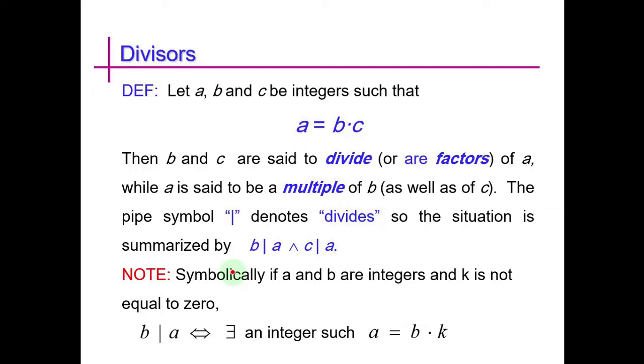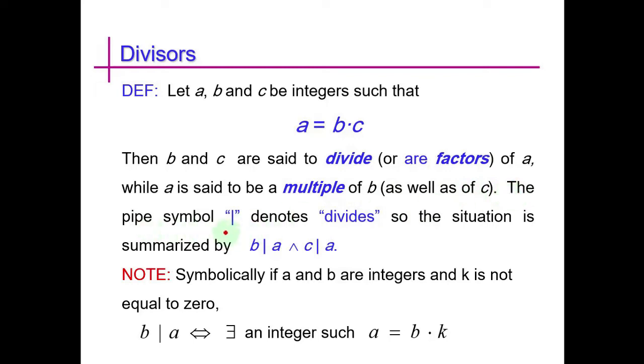So starting with the definition of divisor, let A, B and C be integers such that A is equal to B multiplied by C. Then B and C are said to divide, or they are the factors of A, while A is said to be a multiple of B as well as a multiple of C.